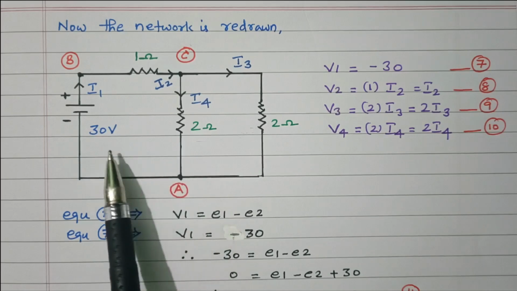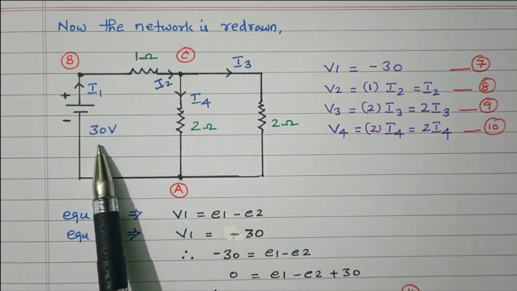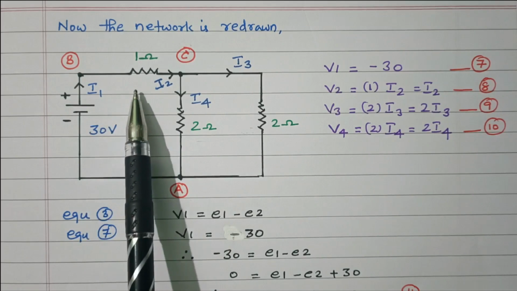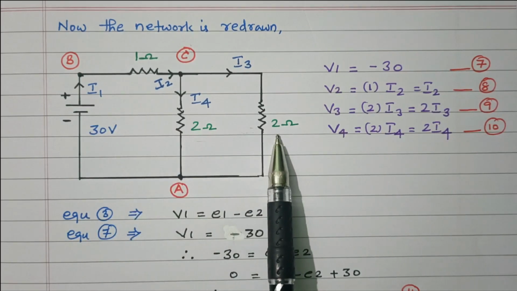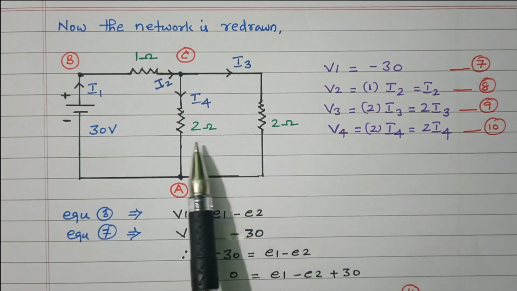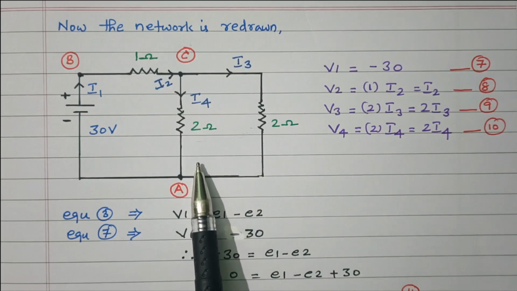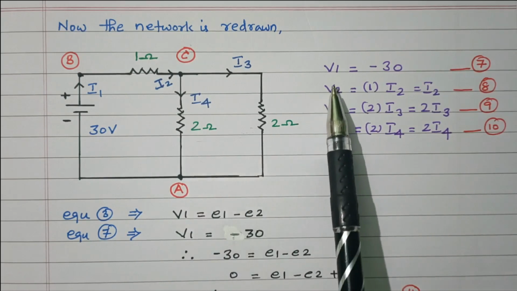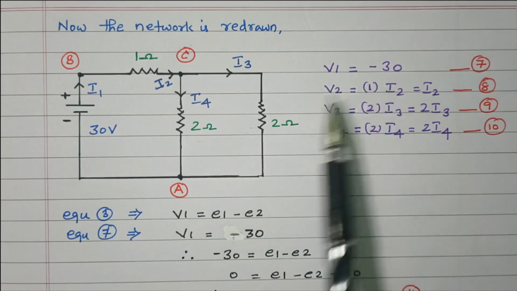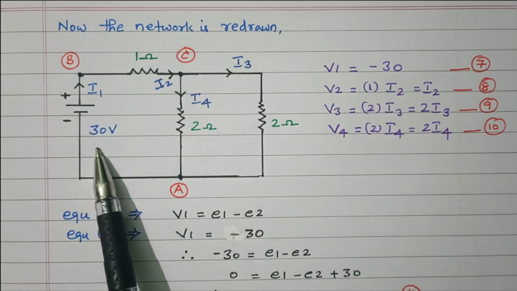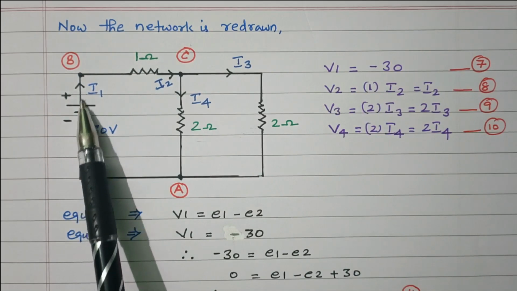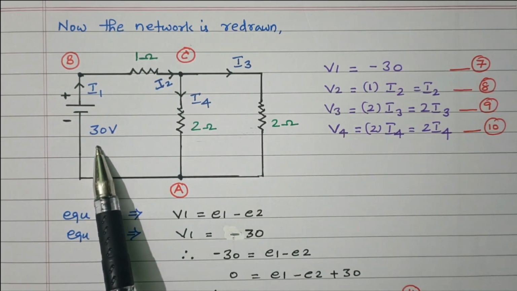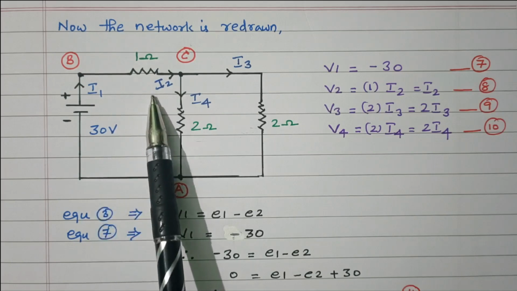So there are 4 currents. I1 flows from the 30 volt source, I2 through the 1 ohm resistor, I3 through this 2 ohm resistor, and I4 through the other 2 ohm resistor. From that we can write the voltage equations. V1 equal to minus 30, because of negative polarity, the current is flowing in the reverse direction, so minus 30.